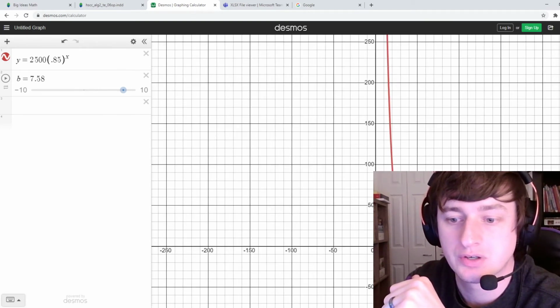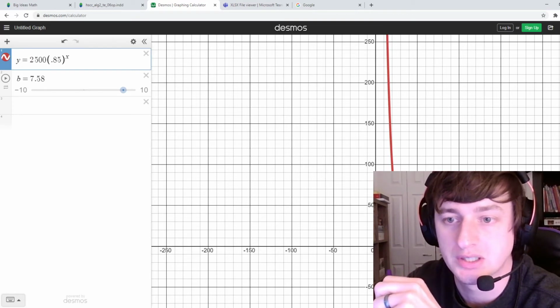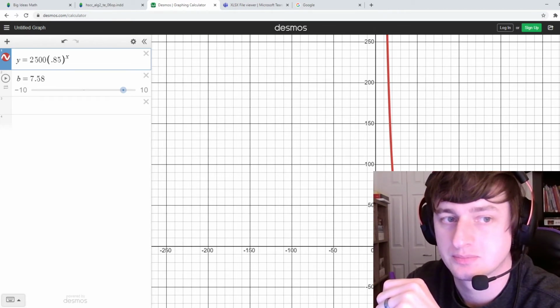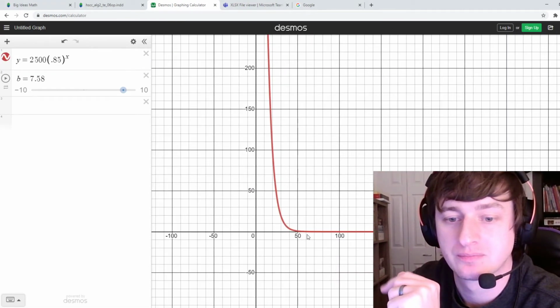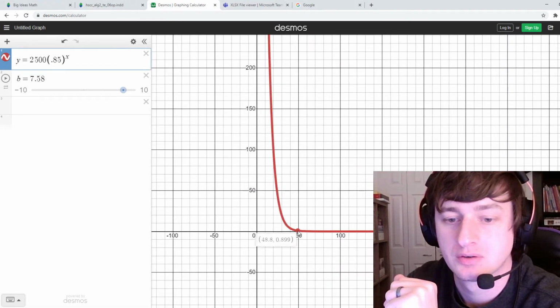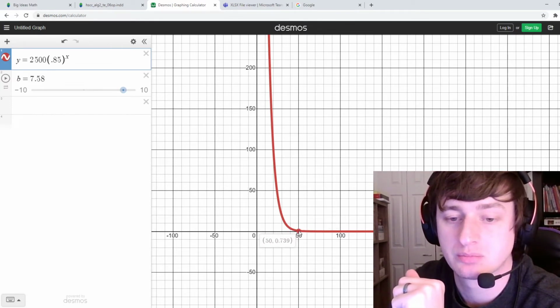So see my curve here? Over 50 years, so every one is a year. After 50 years, my car will be worth 73 cents. Now that's not true. Oh, you can't see that. 50 years here. 73 cents. 74 cents if we round up.